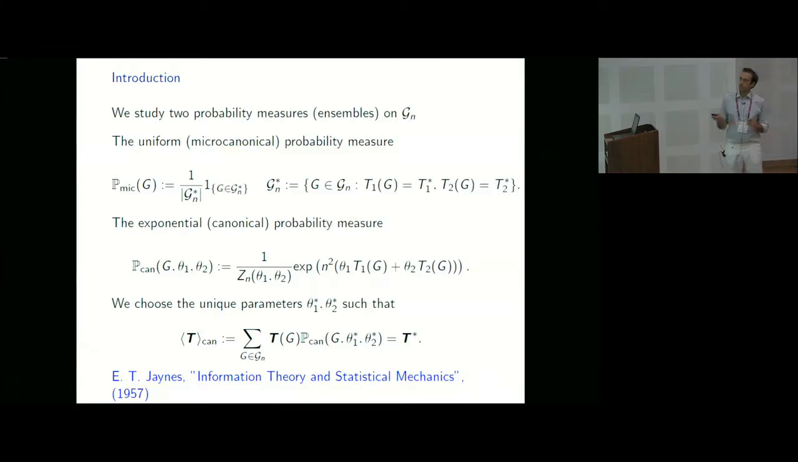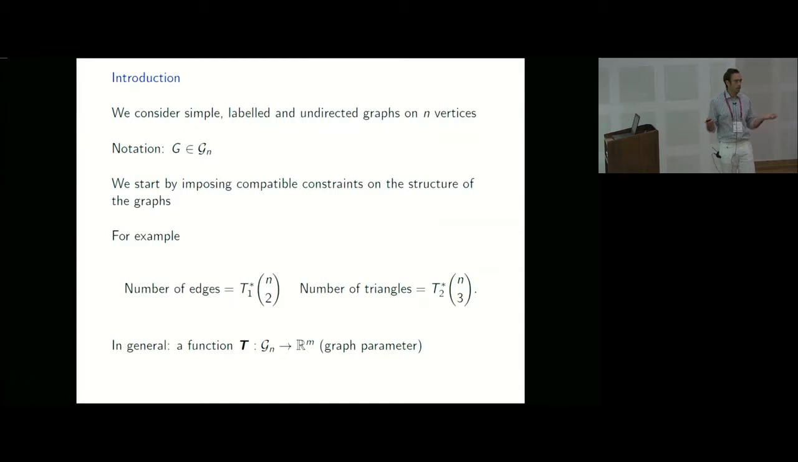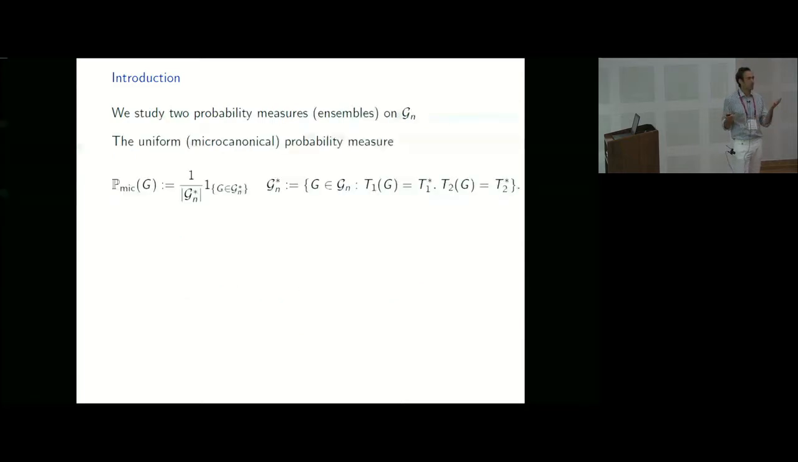Yeah, so the constraints, you start with such a graph parameter, and then a specific value of this graph parameter, you consider it as a constraint on your graph. No, I didn't specify it yet. So it's just, let's say, a specific edge density and a specific triangle density. Does that answer the question?